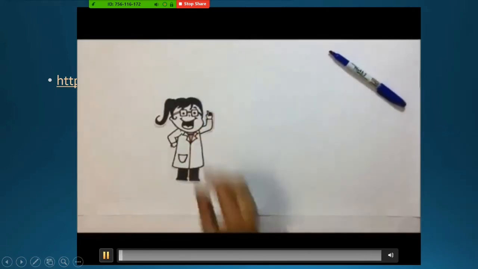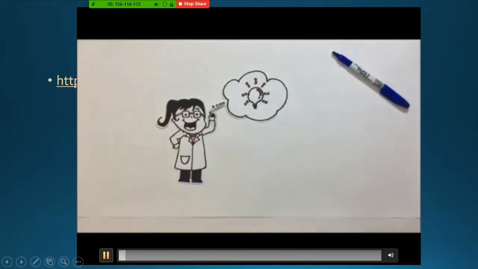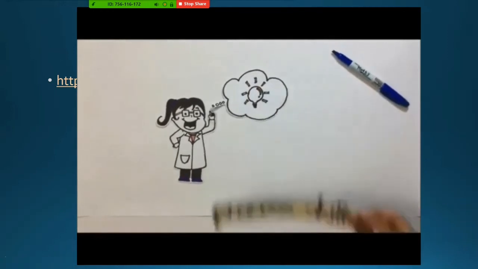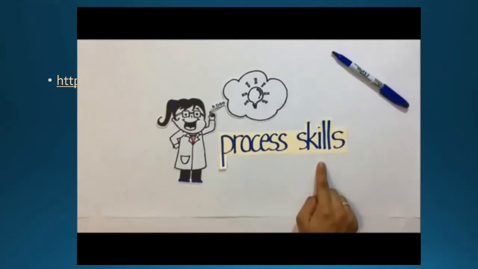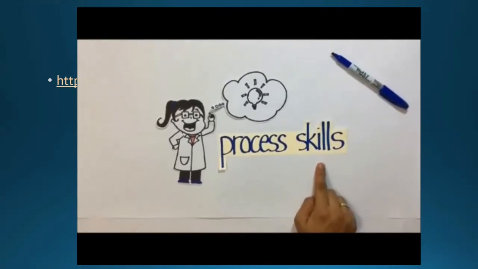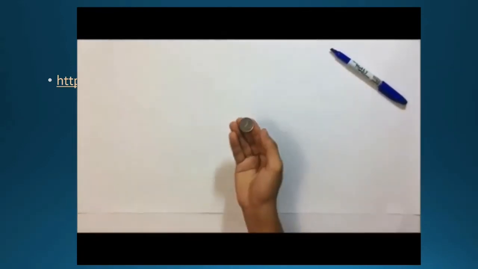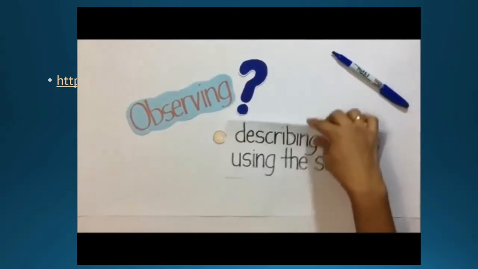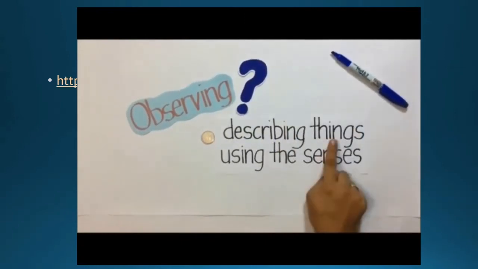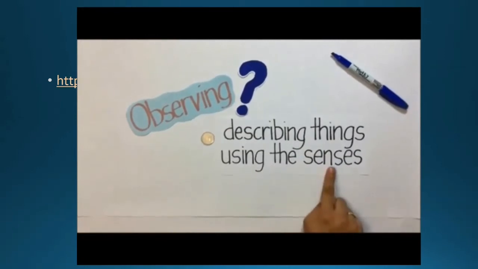Do you know how scientists study things? They make use of what we call process skills. Process skills are different ways on how to study objects. Today we are going to learn one process skill. I have here an object. If I ask you to observe the object, what will you do? What does observing mean? Observing means describing things using the senses.